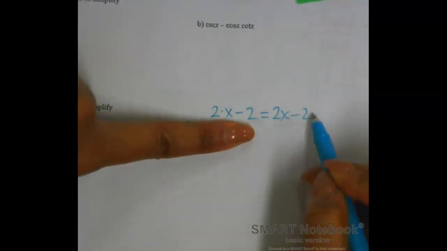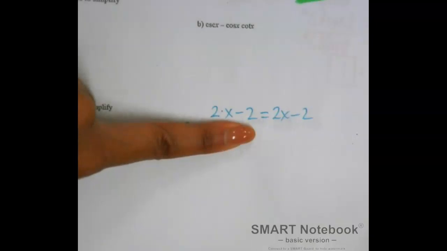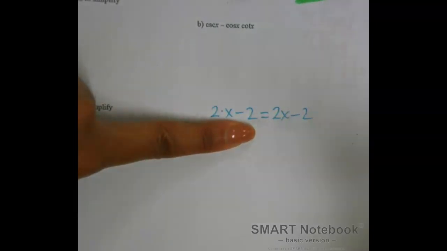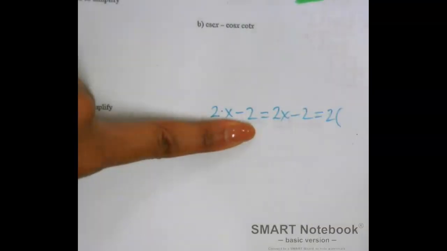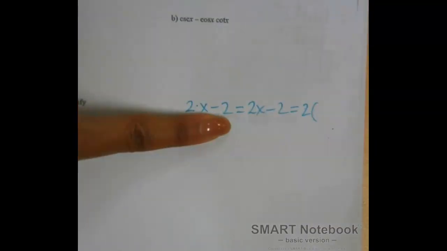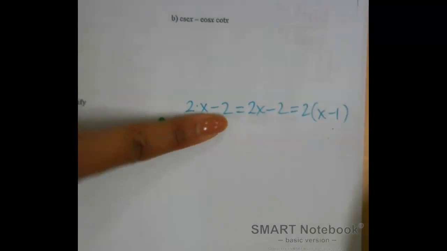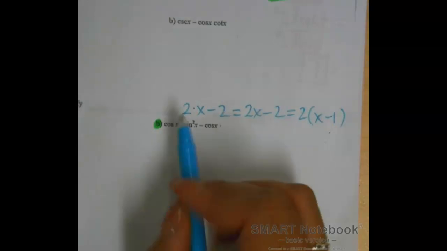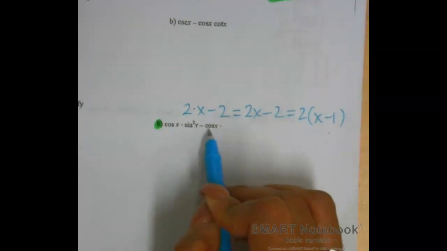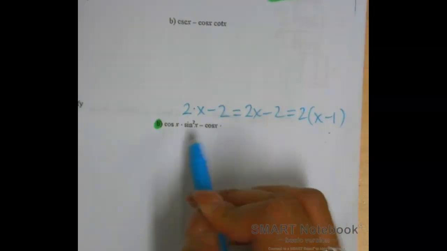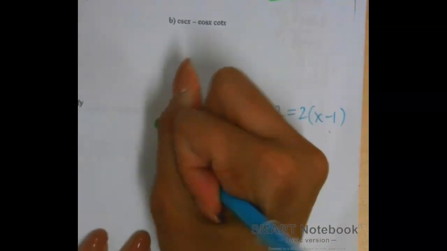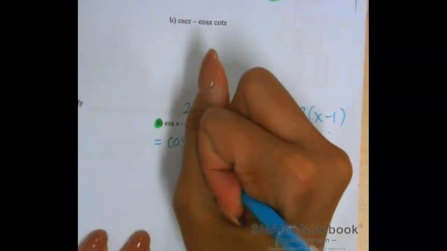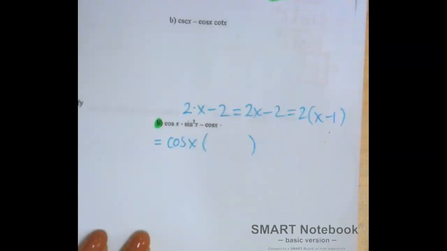If I wanted to simplify 2x minus 2, what's the only thing I could really do here? Factor out a 2. I could pull out a 2. So I can make this 2 parentheses. What's left in the parentheses? That's the same thing you're doing here. The only difference is I have a cosine. So you see how you have cosine times sine, and you have a cosine here? We can factor out both of those cosines. So my first step is going to be to factor out your cosine of x and write what's in the parentheses.